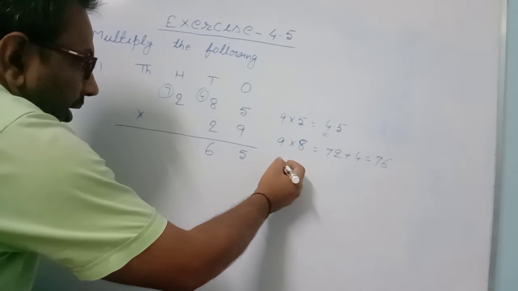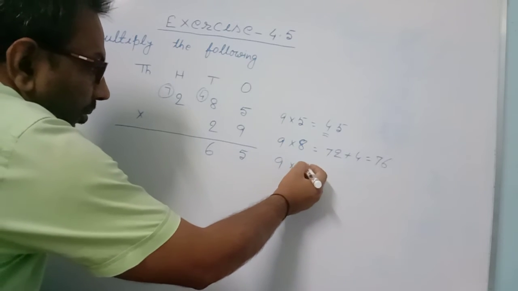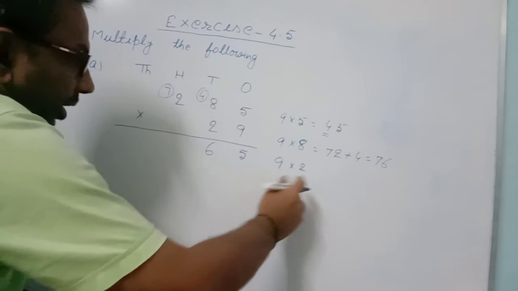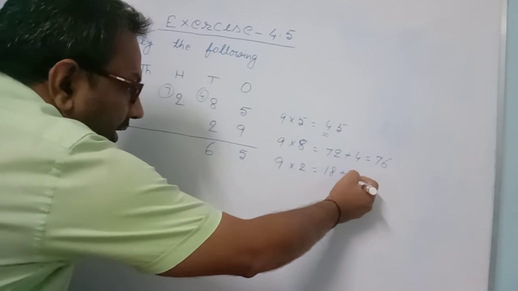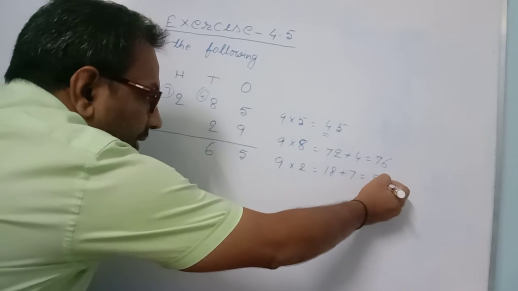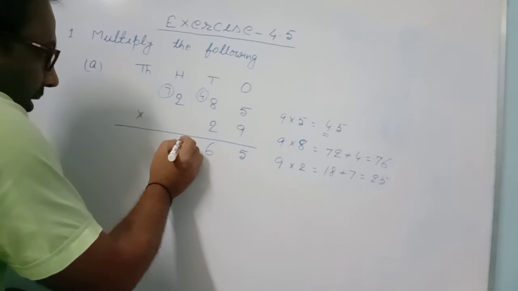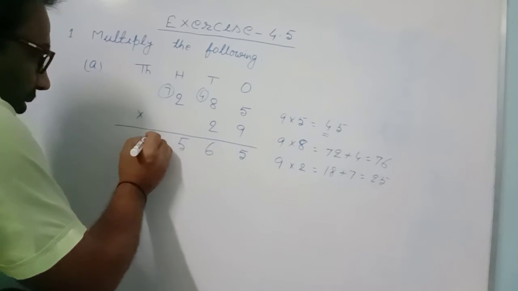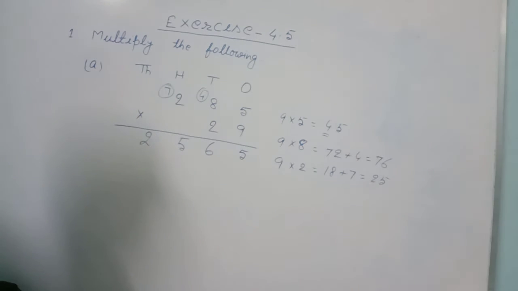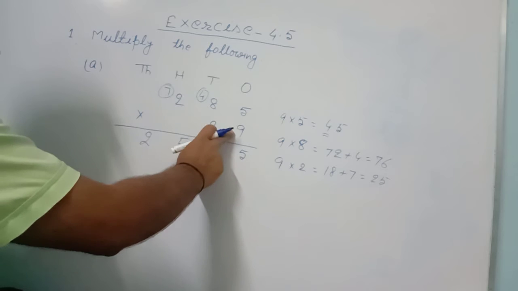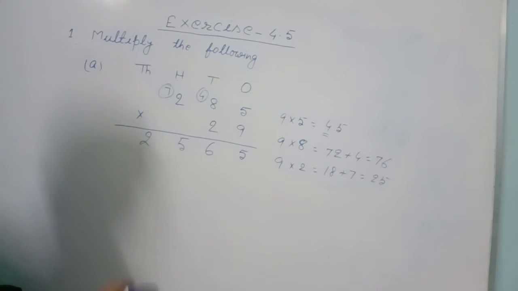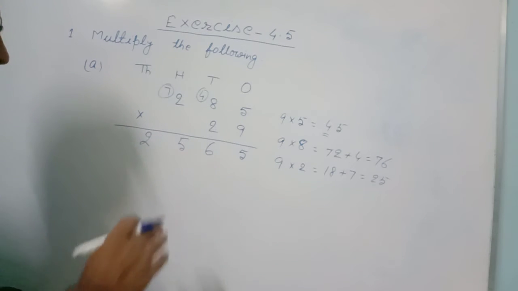Now we will multiply 9 into 2 and 7 is already there. 9 into 2, 18 and 7 is already there. So it became 25. 5 came here at hundreds place and 2 will go at thousands place. So we multiplied these three digits 5, 8, 2, 1 by 9. We got this much, 2565.